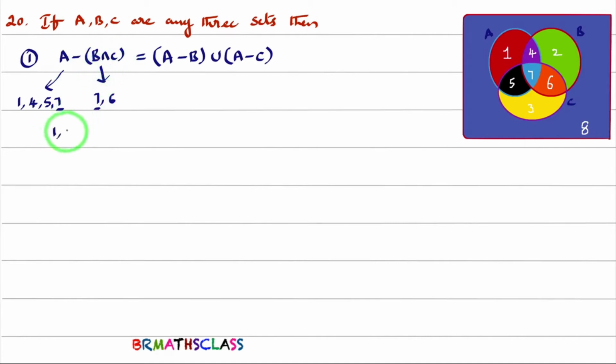So what you will get here, this is the zone 1, 4, 5. So here you observe 1, 4, 5. What is this part 1, 4, 5? 1, 4, 5 is A but not B intersection C. A minus B intersection C is the region 1, 4, 5. Now you observe here A minus B. Where is A minus B? A minus B means the elements present in A but not in B. You observe here 1, 5. 1, 5 present in A. They are not present in B. So A minus B is 1, 5.